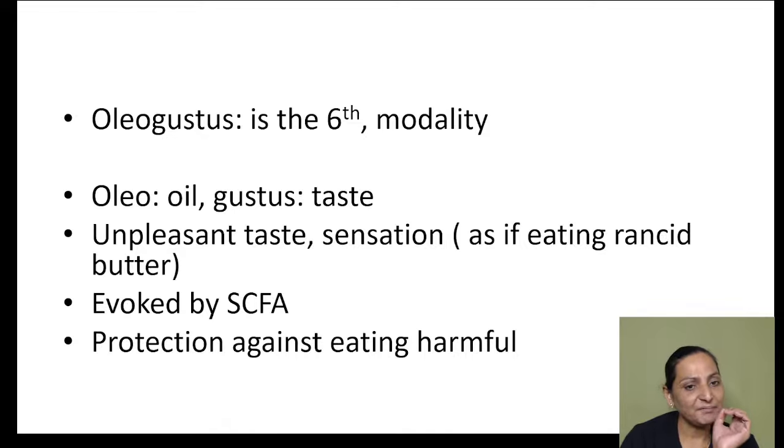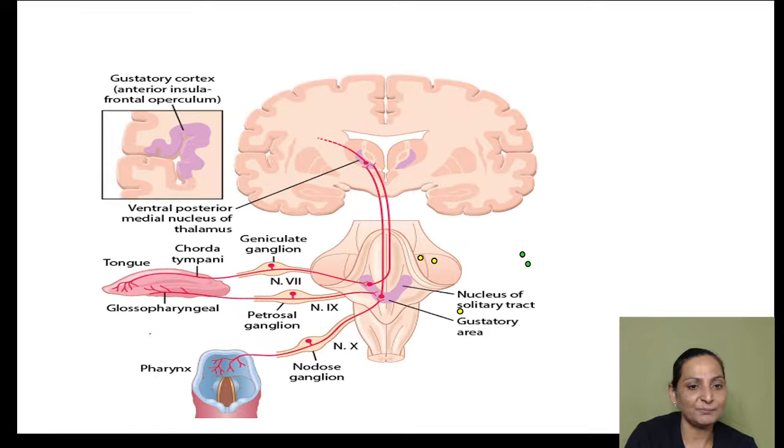Now, something very important, you know that you had 5 primary tastes. You also added umami in the primary taste. The 6th is oleogustus. Oleo means something related to oil. That means an unpleasant taste as if a rancid butter evoked by short chain fatty acids. So it is something which protects you from eating harmful things.